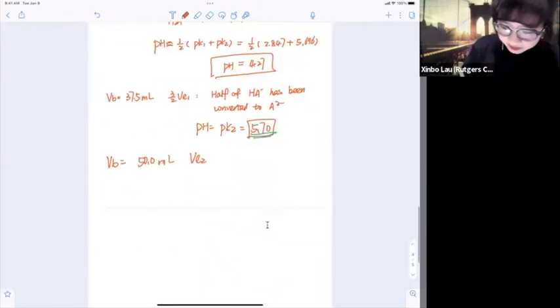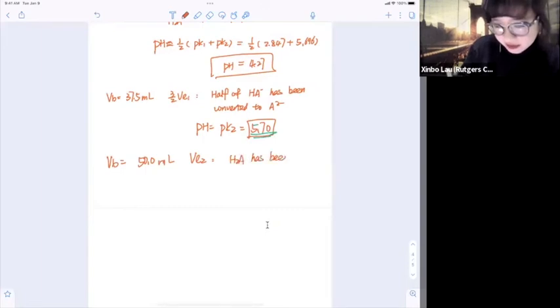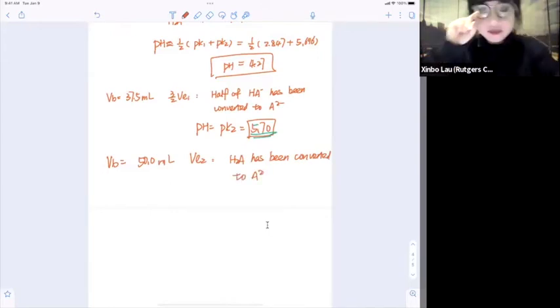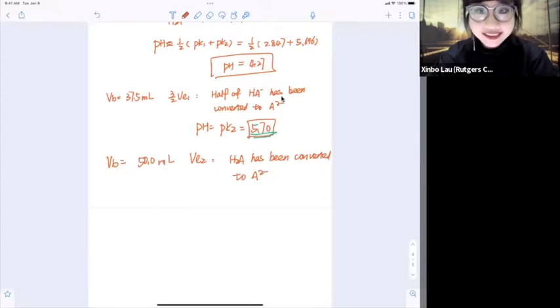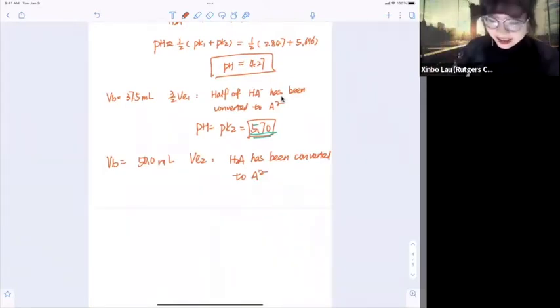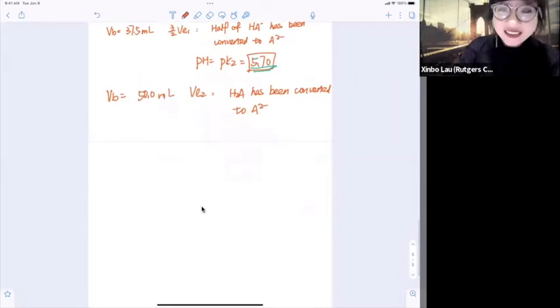Everything you converted, H2A to HA minus, has been converted completely to A2 minus. So now that's what we have, and we're gonna do the calculation. How do I calculate? What do we need? We need the formal concentration, then we can set up what's going on with it. So let's calculate its concentration, which we call the formal concentration.